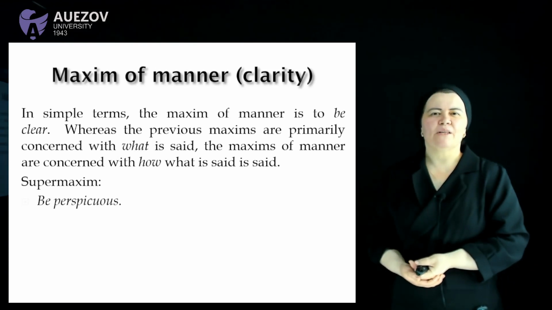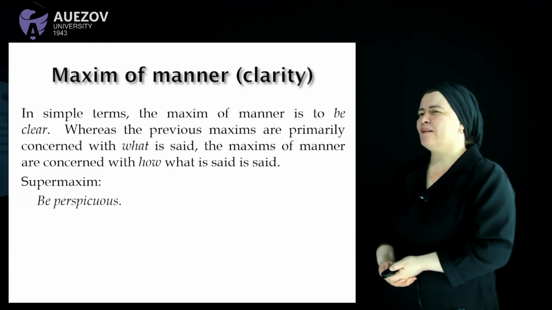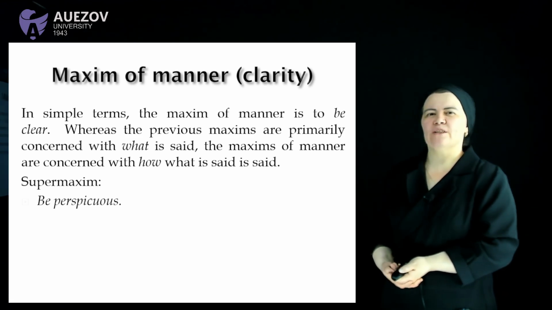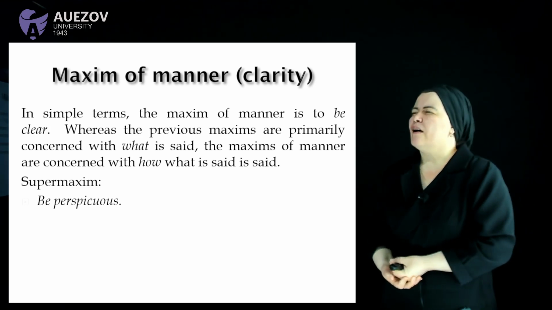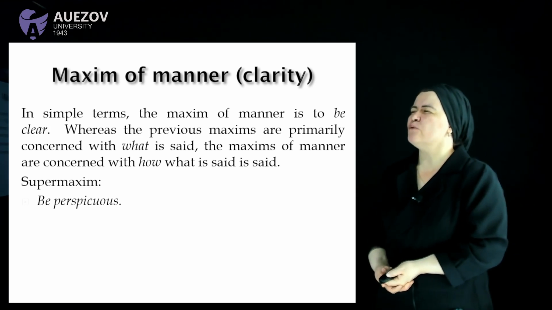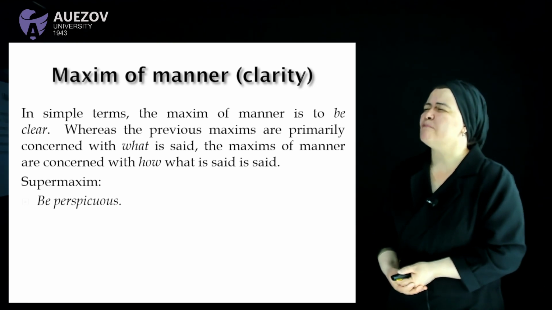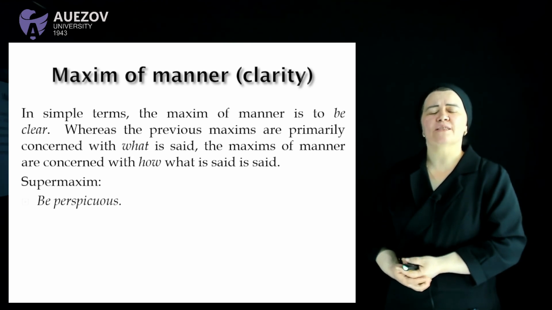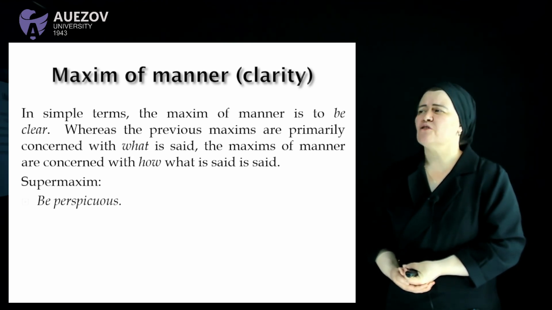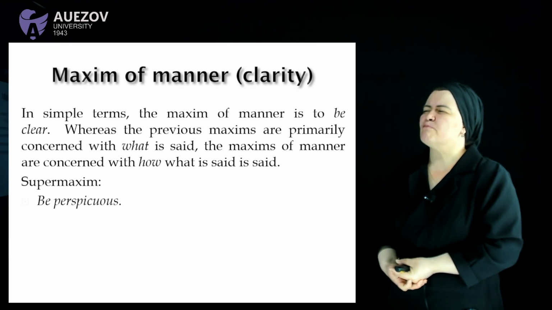And the last maxim, which was proposed by Paul Grice, is the maxim of manner or maxim of clarity. And here also we can understand that this maxim is related to our communications, that it must be clear. In simple terms, the maxim of manner is to be clear. Whereas the previous maxims are primarily concerned with what is said, in this maxim we speak about how it has to be said. And here the super maxim is be perspicuous.